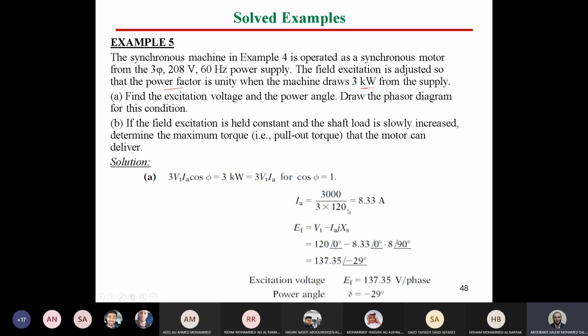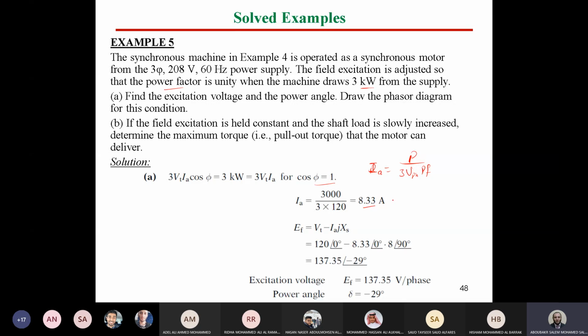Sorry, power factor is unity. Okay, of course, the relation is: power, or IA, equals power over 3 V phase times power factor. But here the power factor is unity, so we neglect it, the value of 1. So we got IA, the value of current, 8.3 amps at this rating condition.